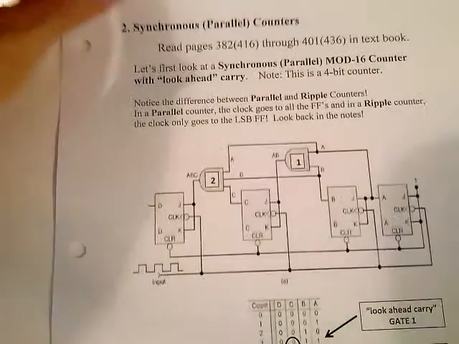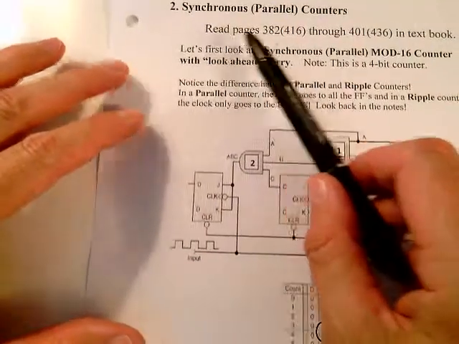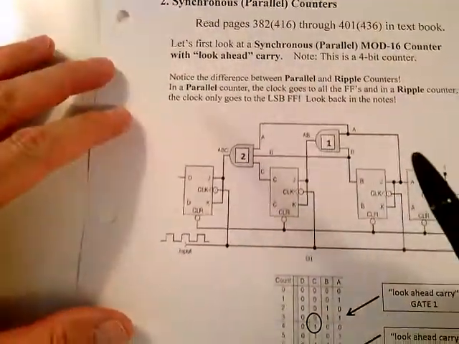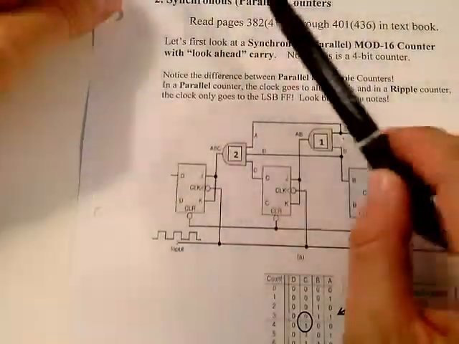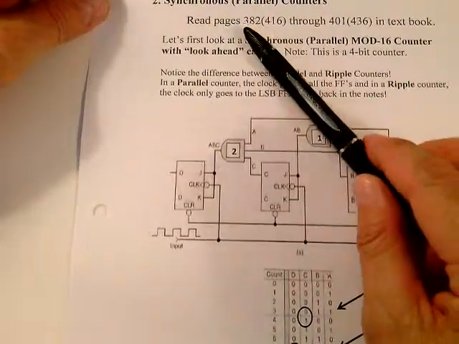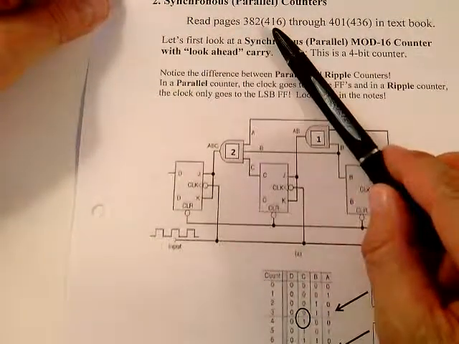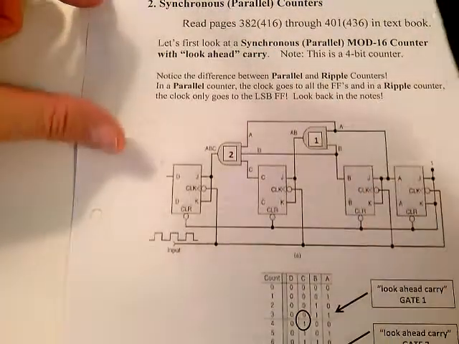On page 197, we're going to talk about synchronous parallel counters. We've never discussed these yet. These are new. In the textbook, you can look at page 382 or 416, depending upon your edition.